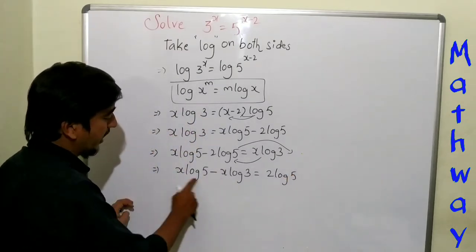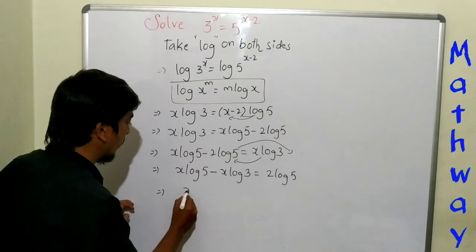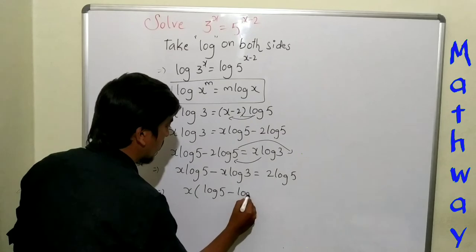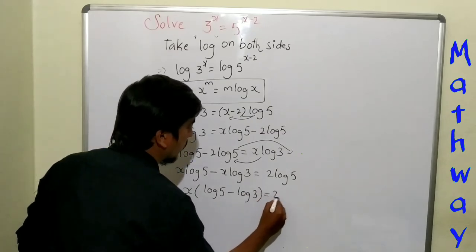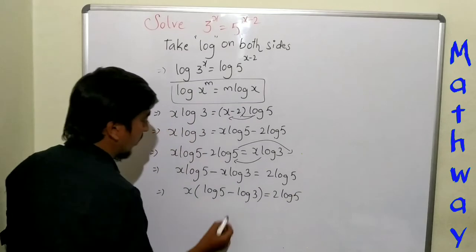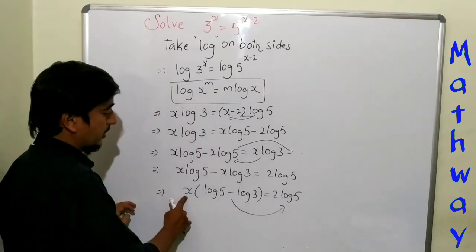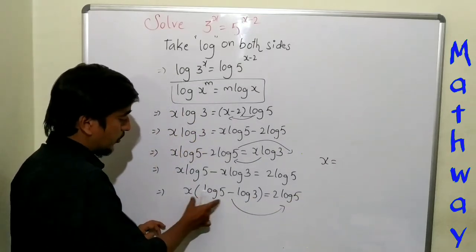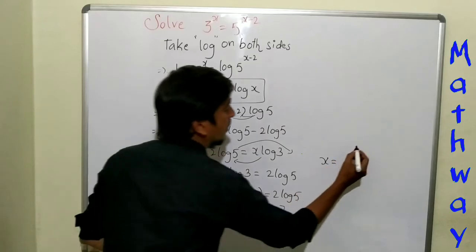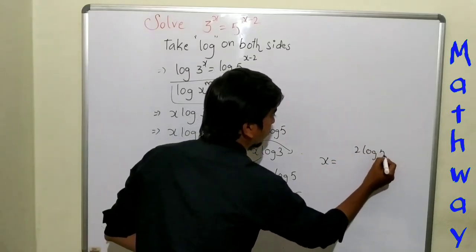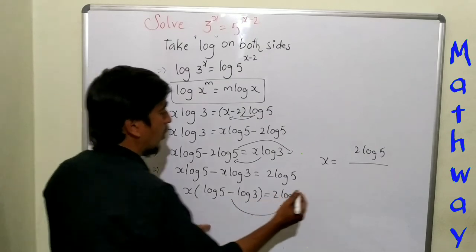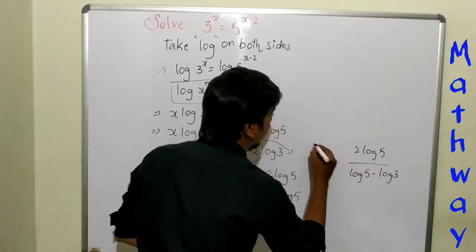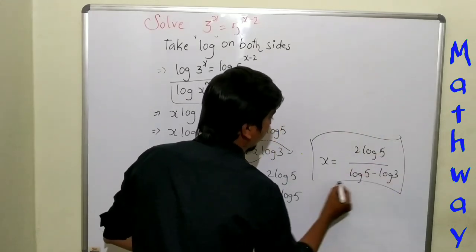So from these two terms, you can take x as common. So let's take x as common. Then x of log 5 minus log 3 equals to 2 log 5. If you transpose all the terms, what we get? X equals to. So it is multiplied with x. So when we say transpose, it becomes division. Then we get 2 log 5 by this whole term, log 5 minus log 3. So that is the x value which we want to find, which was asked in the question.